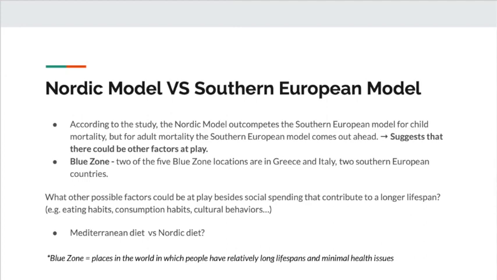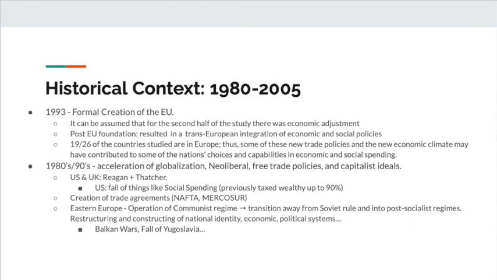2 of the 5 blue zones are located in Greece and Italy, which are 2 southern European countries, and one hypothesis of why they live so long is their diet. So since the author suggested that there could be other factors contributing to a longer lifespan, I think it would be really interesting to compare the Mediterranean diet with the Nordic diet and see if this could be connected.